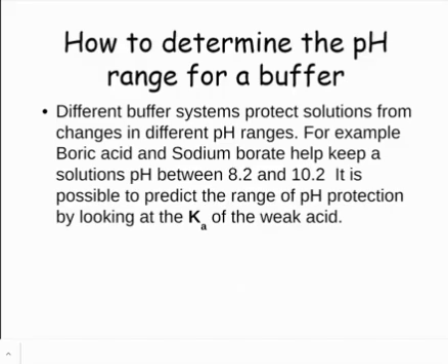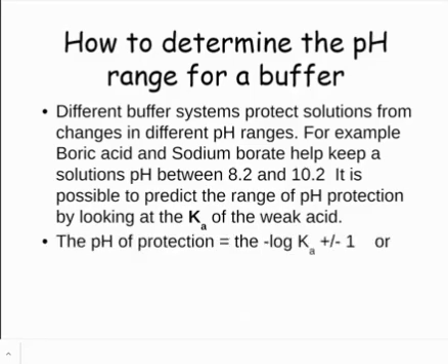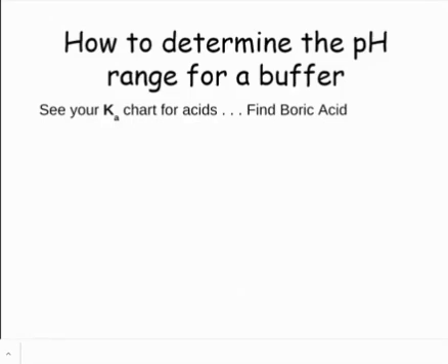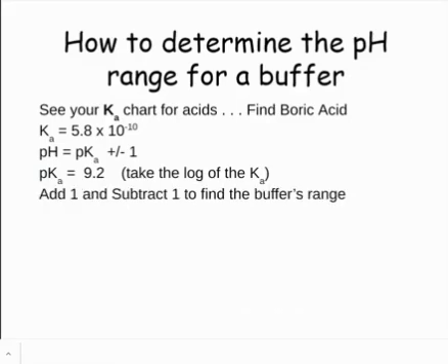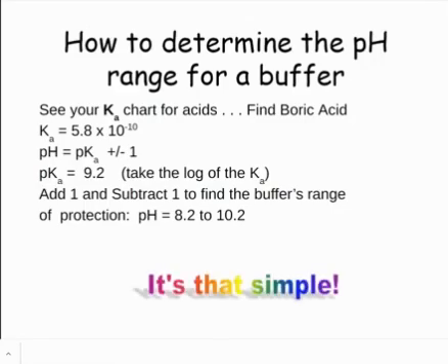So it protects between 8.2 and 10.2. Therefore, the pKa must be 9.2. So we look up the Ka. It's 5.8 times 10 to the minus 10. In order to get the pKa, I take the negative log of 5.8 times 10 to the minus 10, and I get a pKa of 9.2. There's the range. So it's about as simple as that.